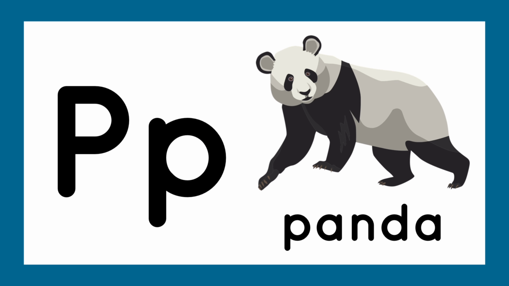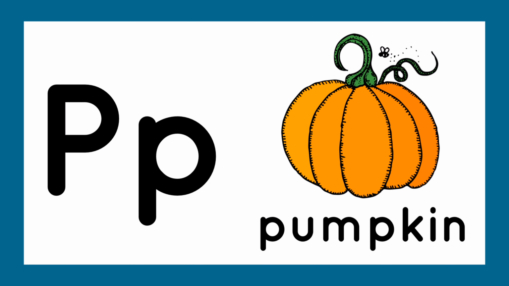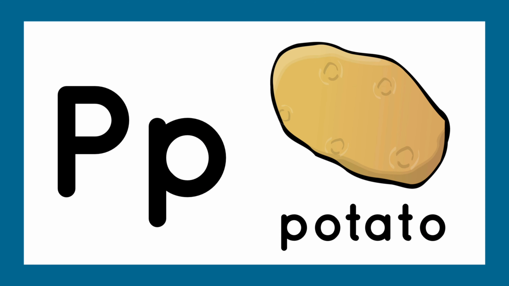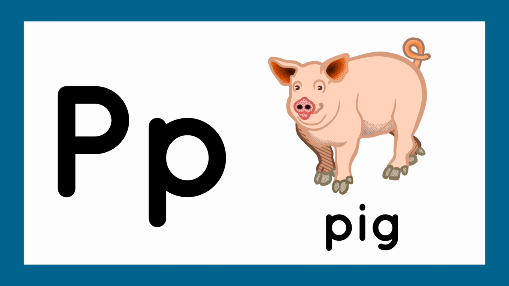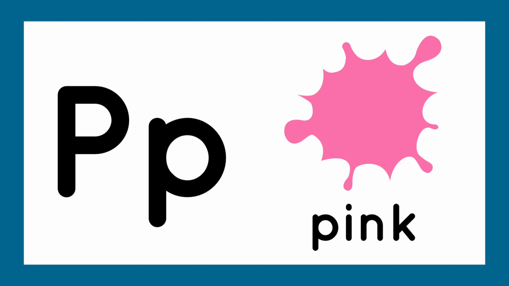P is for panda. P, P, panda. P is for pumpkin. P, P, pumpkin. P is for potato. P, P, potato. P is for pig. P, P, pig.